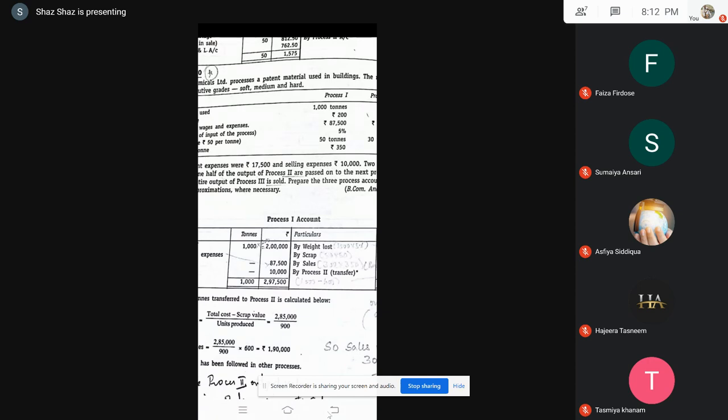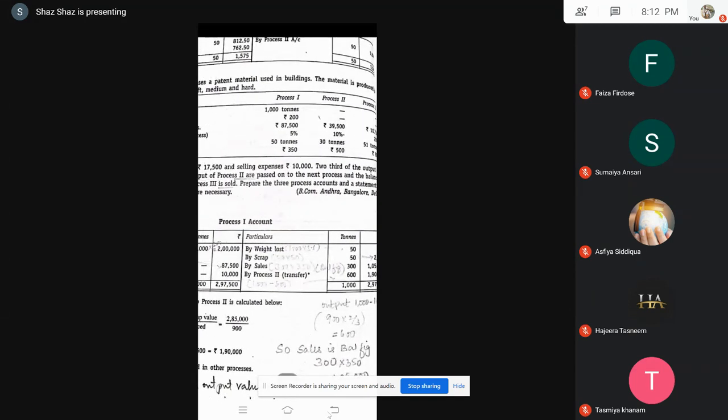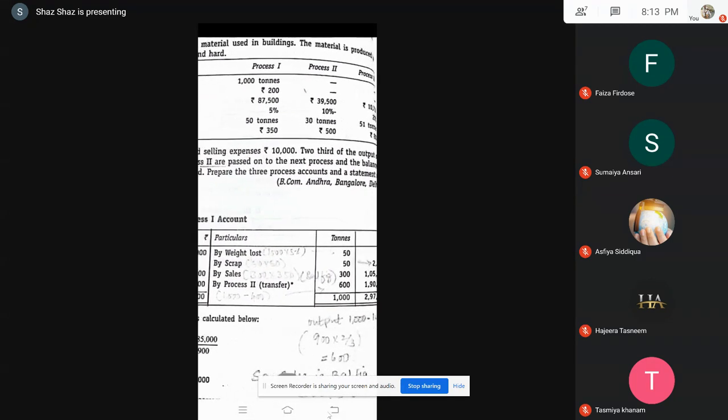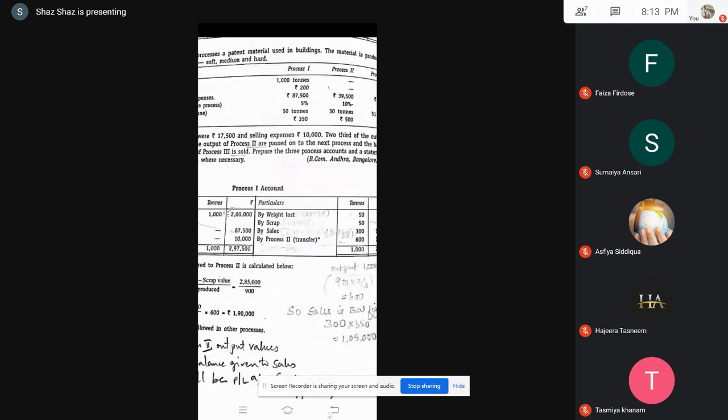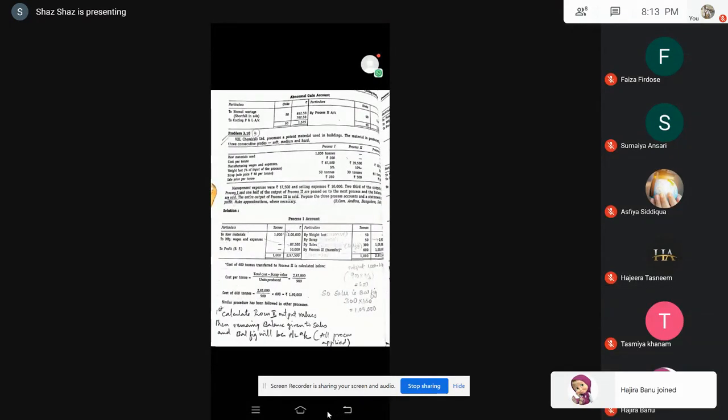Yes or no? तो यहाँ पे तुम्हें क्या करना? ये जो है ना देखो ये सेल छोड़ दो. ये sales will be balance figure for you. Now this by process two you take. This by process 2 is your output now. Up to what they are telling you? Two third they are telling you. What is a two third?